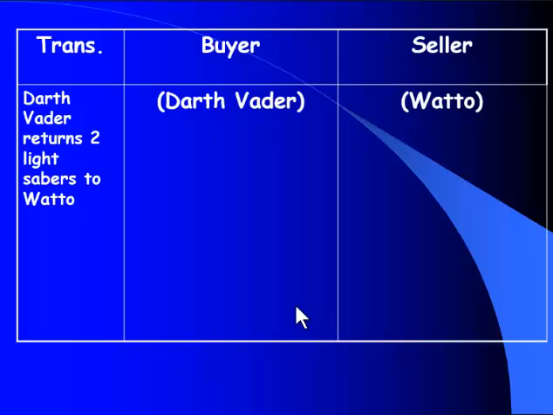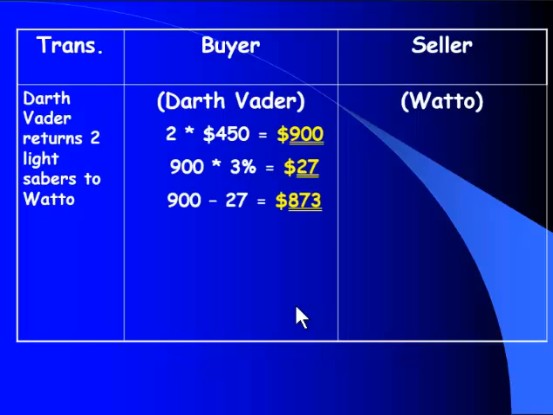What's the amount of the return going to be? $873? $900 minus the 3%? What do we have more of? Cash, an asset goes up with the debit. What do we have less of? Inventory, an asset goes down with the credit. It's the $900 less the 3% discount gives me the $873.